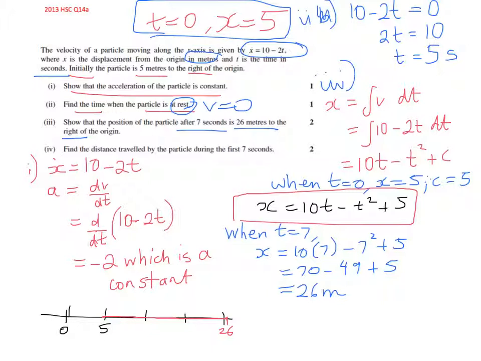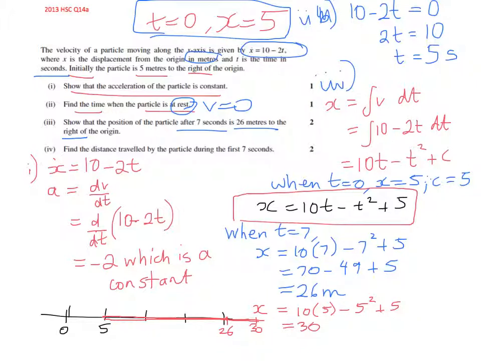Well, let's find what the displacement is when t equals 5. So we've got 10 times 5 minus 5 squared plus 5. 50 minus 25 plus 5 is 30. So that's when t equals 5. That means our particle is starting at 5, it's moving all the way up to 30, and then it's turning around for the last 2 seconds and coming back to 26.